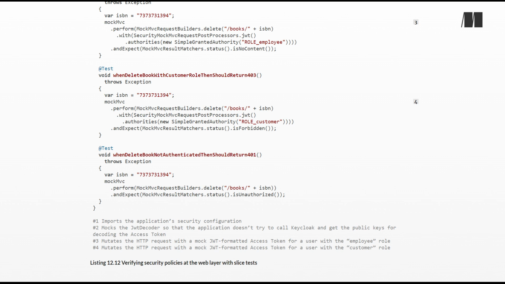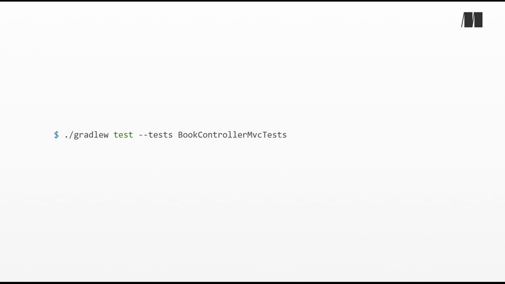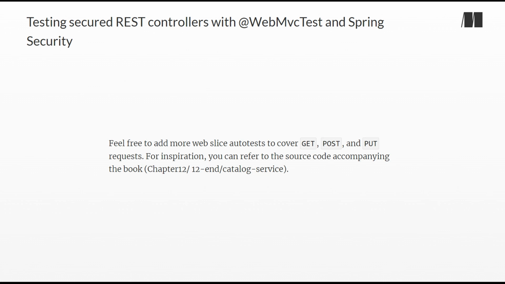Listing 12.12. Verifying security policies at the web layer with slice tests. Open a terminal window, navigate to the Catalog Service root folder, and run the newly added tests as follows. Feel free to add more WebSlice tests to cover GET, POST, and PUT requests. For inspiration, you can refer to the source code accompanying the book, Chapter 12/12-end/catalog-service.